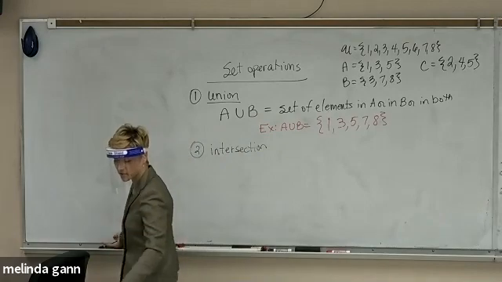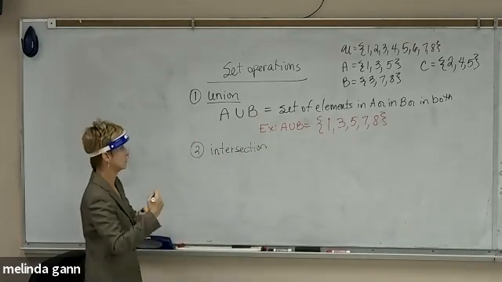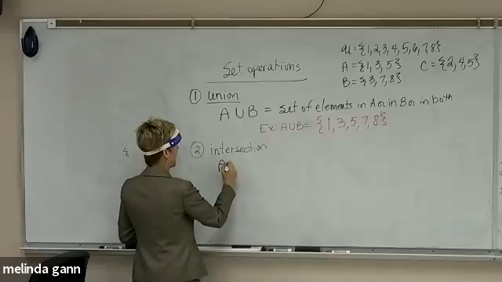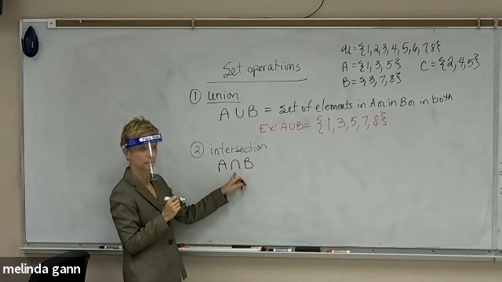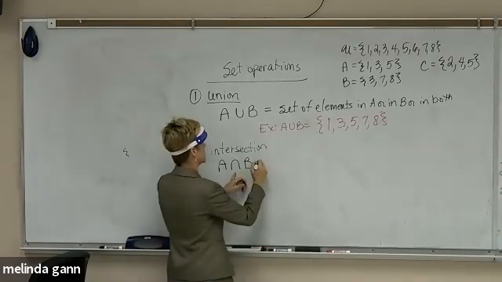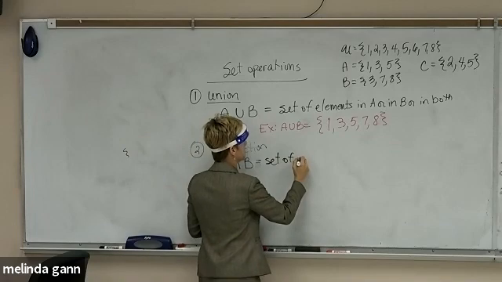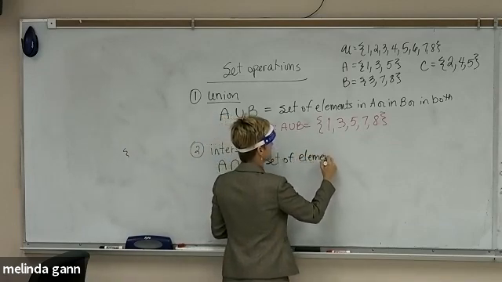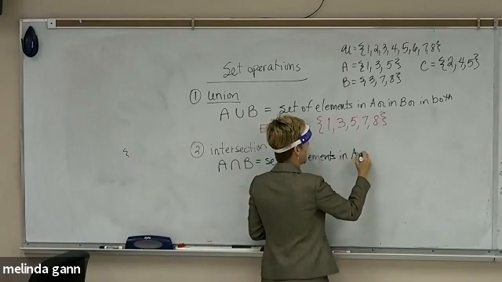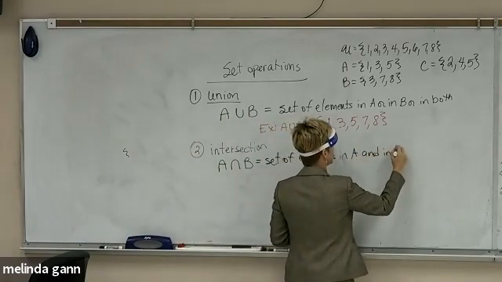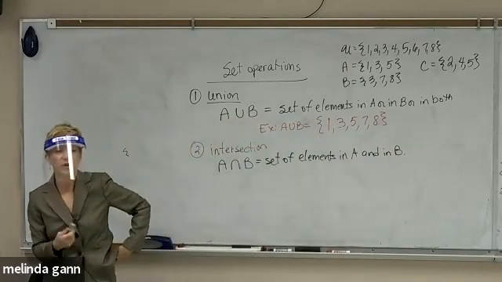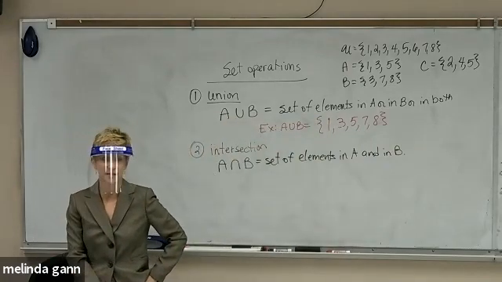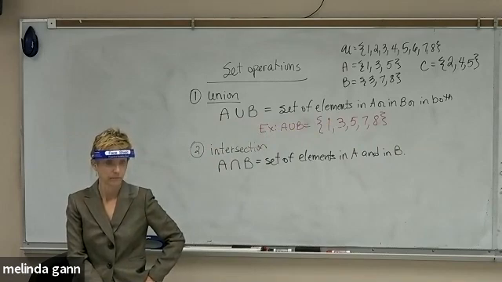Now, your symbol for intersection is like an upside down U. A intersect B. Just like that. So that's the set of the elements in A and in B. Now, in math, when you say the word and, it means at the same time. It means simultaneously.